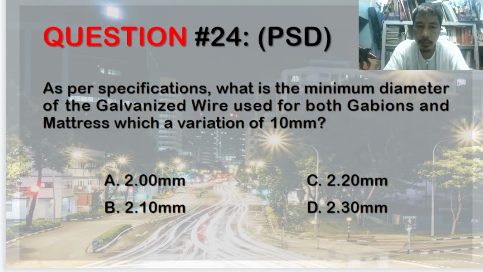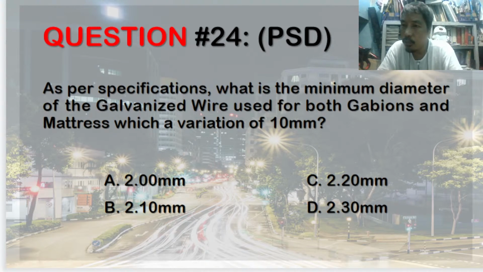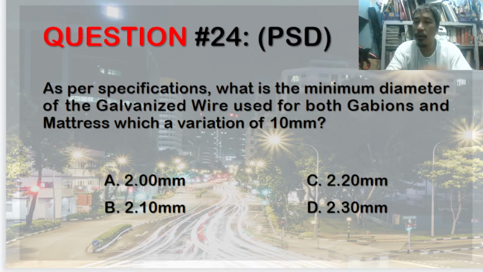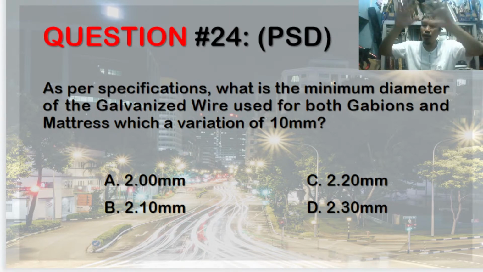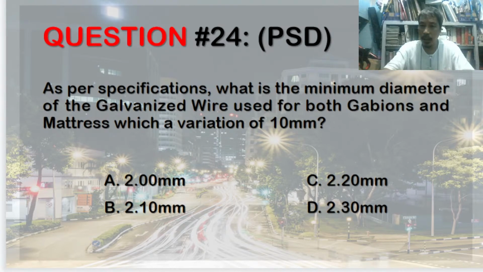So the answer for this is letter C, 2.2 mm. Gabion wires or mattress wires are also the same application as coconut, to protect soil from erosion.